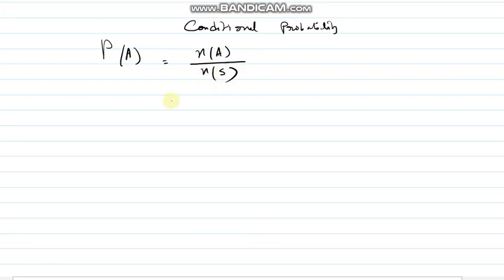Everyone, in this video I am going to discuss conditional probability. So what's there in conditional probability? Suppose for the probability of any event A, we know that it is equal to the number of events which favor A divided by the total number of the sample set. Now if I say A given B, what is the meaning of A given B? That is the probability of A given that B already occurs.